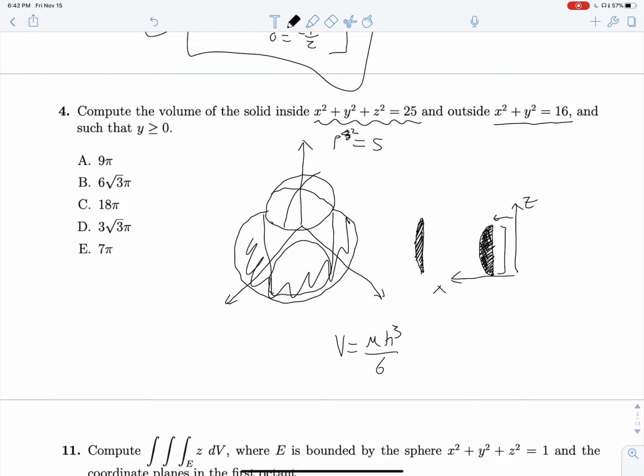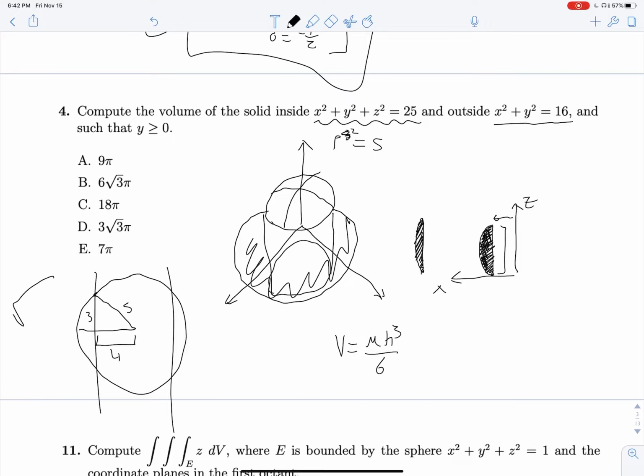So if we just look at a cross section, we have the circle of radius 5 and the cylinder of radius 4. So really, we can mark this as 4, and then a radius of 5 going out here. And since 3, 4, 5 is a Pythagorean triple, we know that this right here is 3. And you can do that yourself, just root 25 minus 16 is 3. Okay, so we know that the height of our napkin ring is going to be 2 times 3, which is 6. And that will give us, if we plug 6 in here, we will get 36 pi.